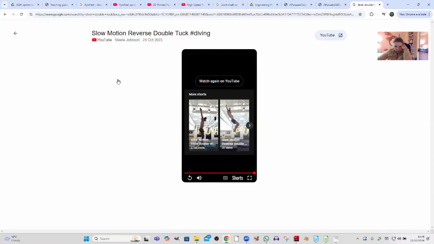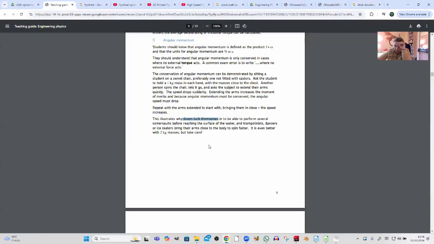Okay, so that diver thing where they bring their arms and legs in in order to spin quickly means that when they extend their body again, the rate of rotation slows, so they can time it so that they are in the orientation they want to be in when they actually land. So yeah, that means that they can do it. So trampolinists and dancers do it as well. Ice skaters bring their arms in, and so on.